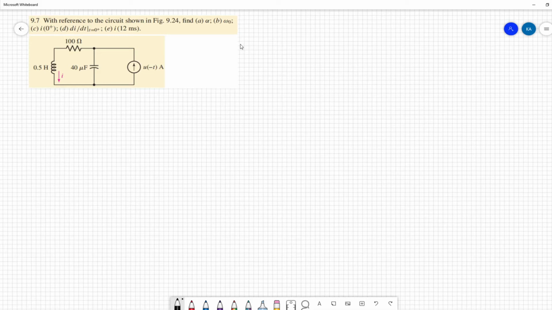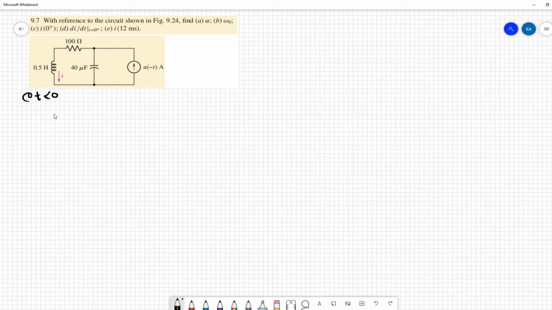The next example, referring to the circuit shown, find alpha, omega naught, I of 0 plus, and di/dt of 0 plus, and then find the value of I at t equals 12 milliseconds. So first, let's analyze the circuit at t less than 0. Assuming at t less than 0, the circuit is running at steady state, or has been running for a very long time, so from negative infinity to 0.